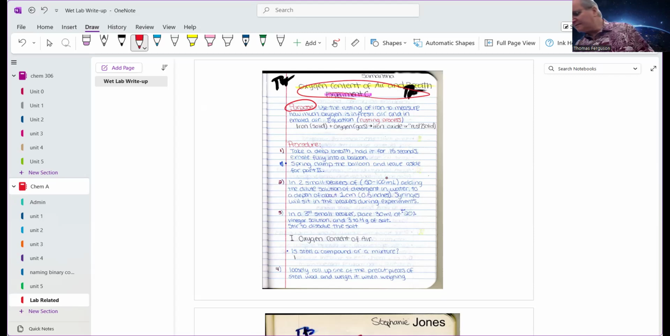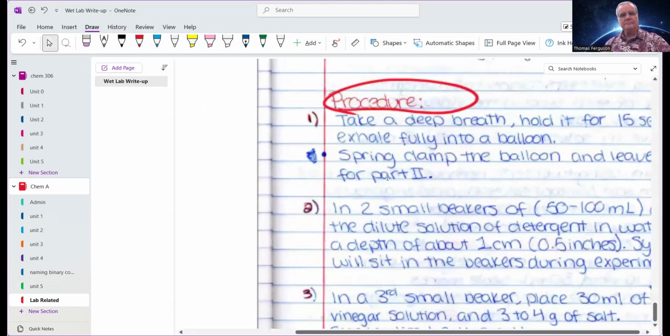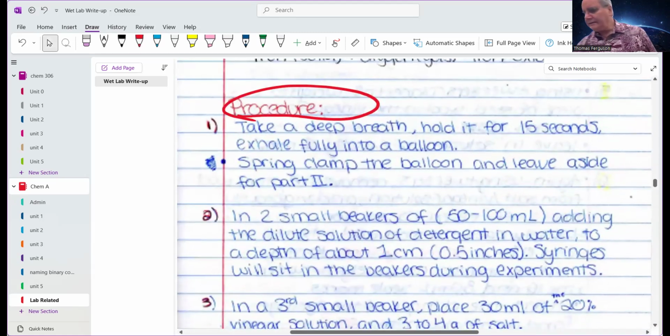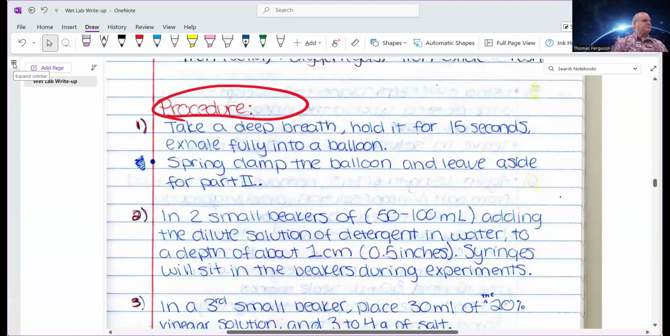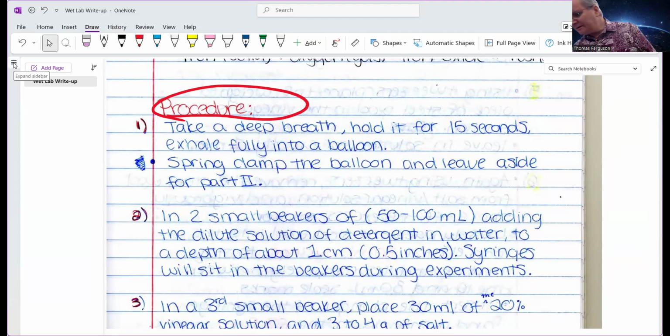Okay, the other thing is procedure. Now think of a recipe. How do you make bread? The first thing on the recipe is materials. You need flour, you need yeast, you need water, and a skilled baker. So materials are part of procedures, and you can put the materials before or after the procedure, as long as they're there.